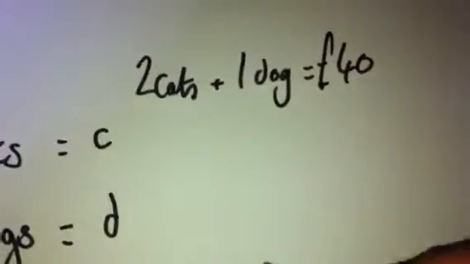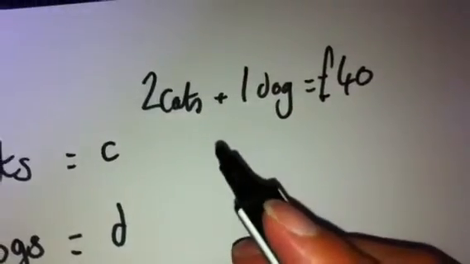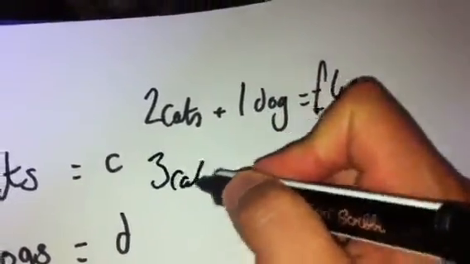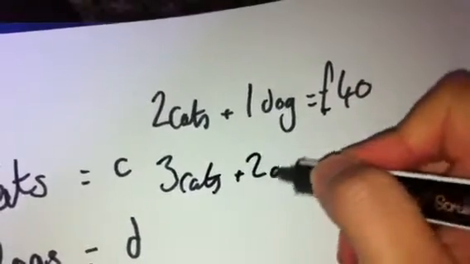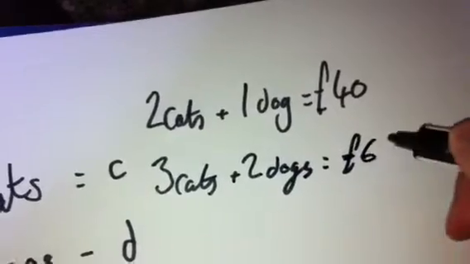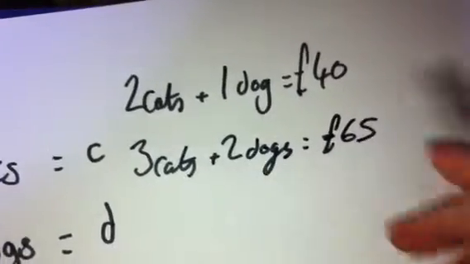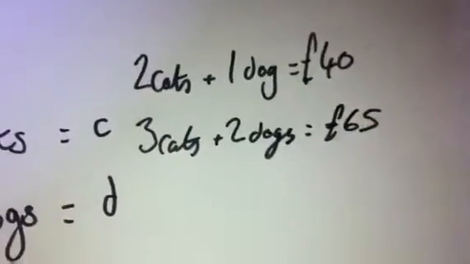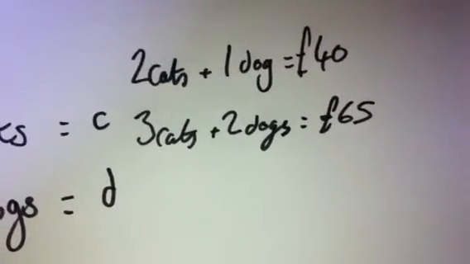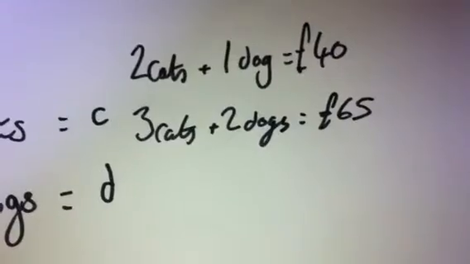Another person coming out of the store, and they say, I bought 3 cats and 2 dogs. Let's write that down. And I paid £65, they say. Now, let's assume they paid a fair price, all of them. How much is a cat? How much is a dog? Well, you wouldn't think that you could work it out from these 2 equations, but you can.